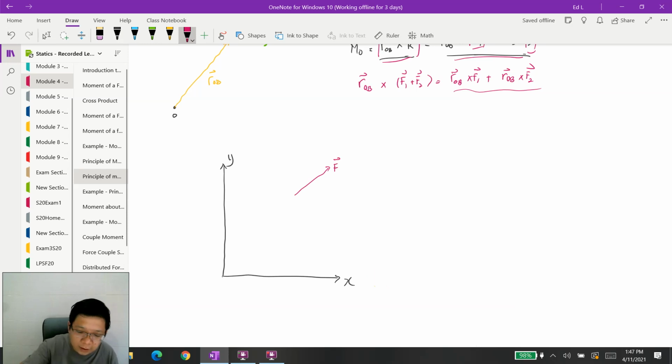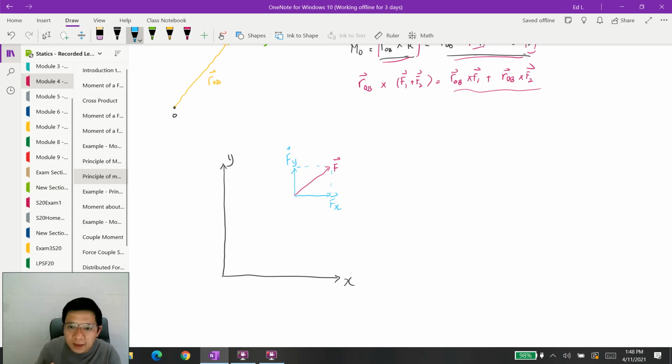Since we are working in Cartesian coordinate systems, most of the time on the problems that we are going to solve, we can decompose that force into its y component and its x component. In this case, F is equal to Fx plus Fy.